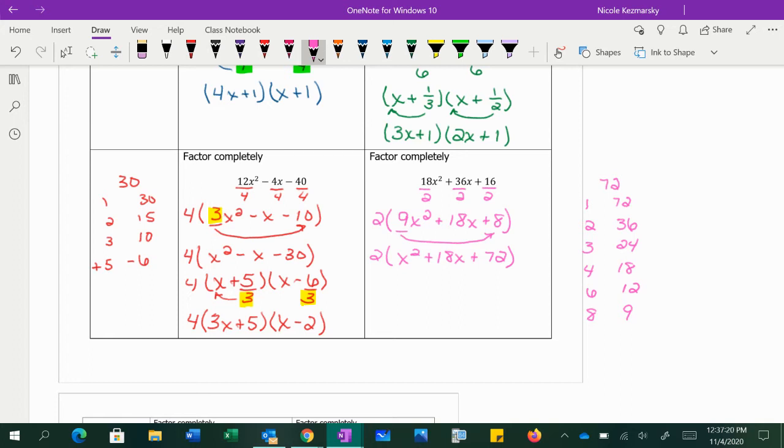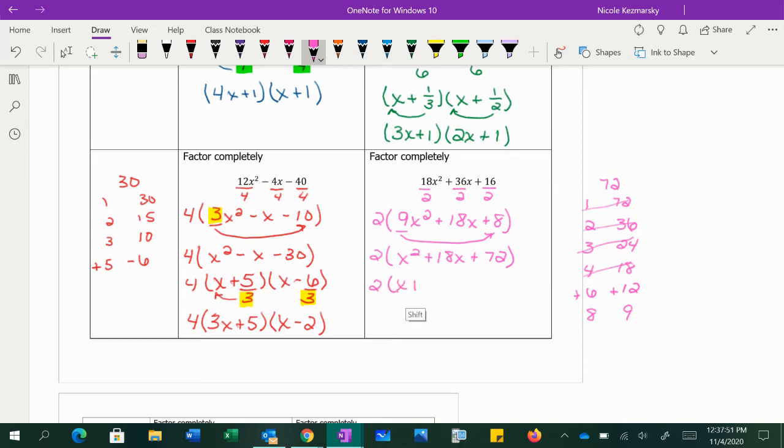So we can go through them and we can see 1 and 72 are too far apart, so I can cross those out. 2 and 36, same. 3 and 24, we're getting closer, but that's 21 or 27, so that's not it. 4 and 18, that looks like it could be 24 or 22 or, let's see, 18, that's 14, so that's not it. How about 6 and 12? Well, if I do plus 6 and plus 12, that gets me 18.